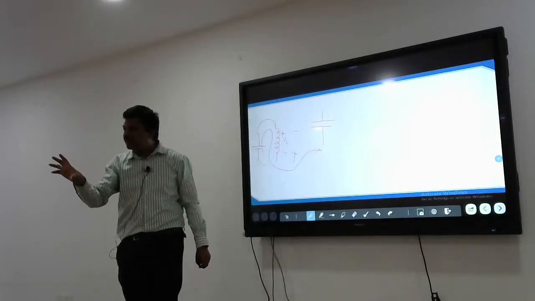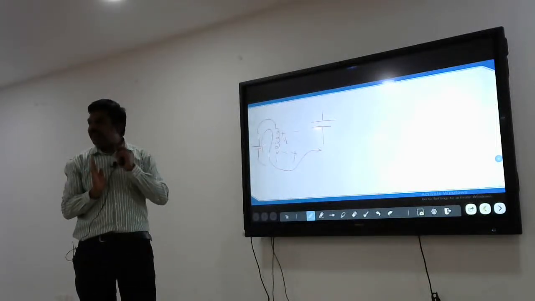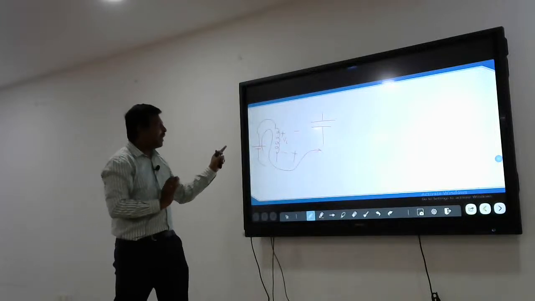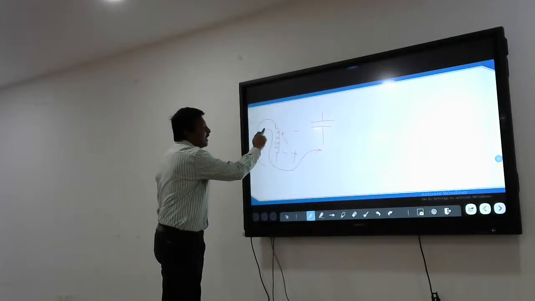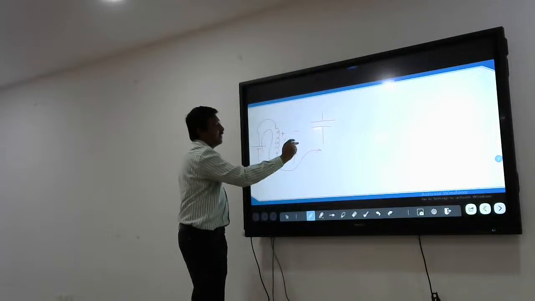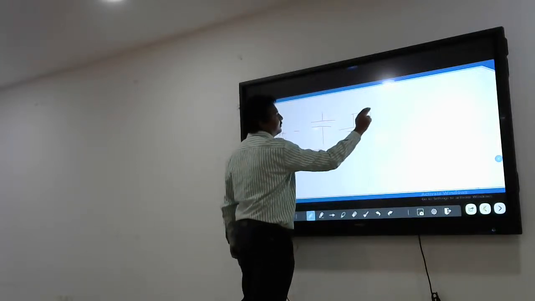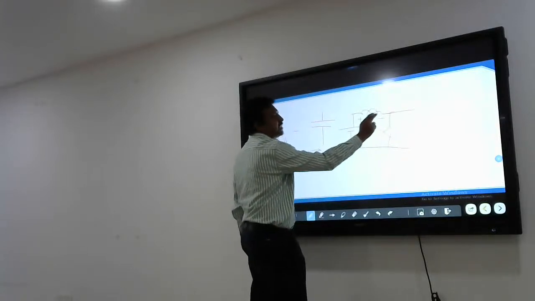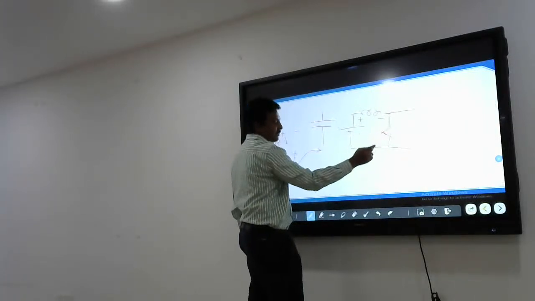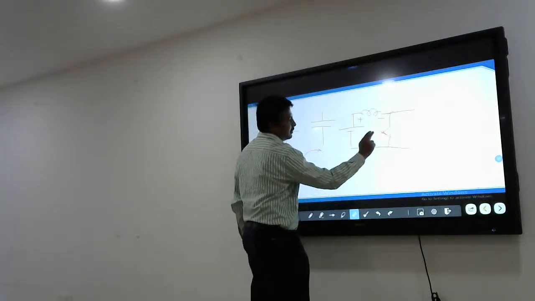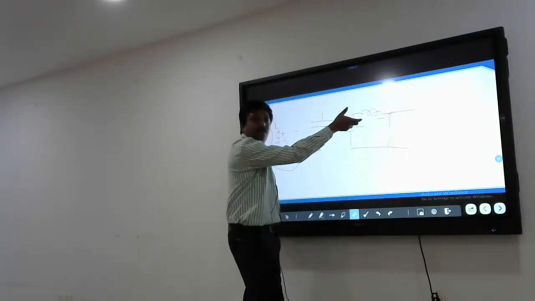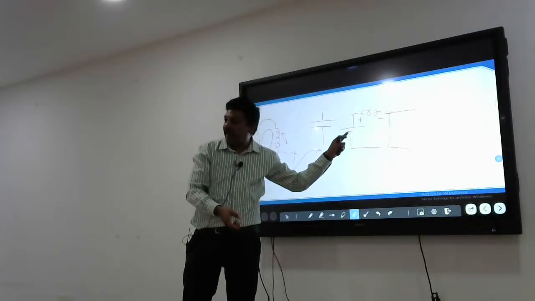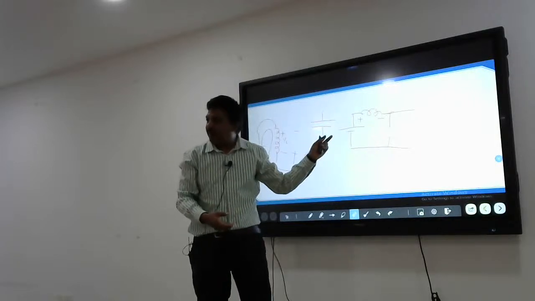So you just see the boost concept. VDC is there, VL is there, so we are connecting VDC and VL in series, aiding. I will draw like this. If I close this switch, the voltage is applied across the inductor. When we open the switch, the inductor voltage reverses. When the inductor voltage reverses, it is basically aiding the input voltage.